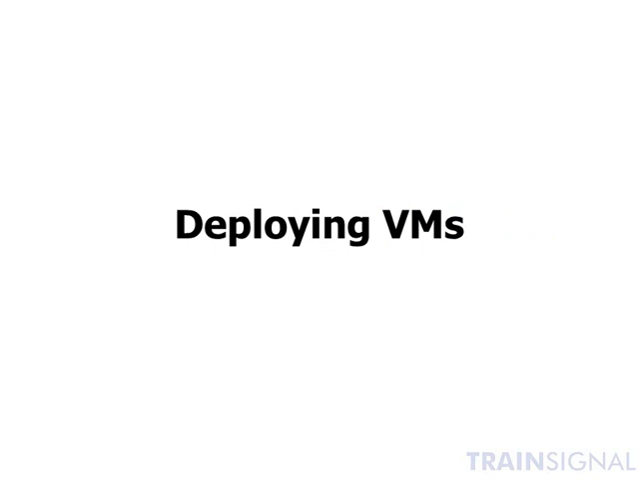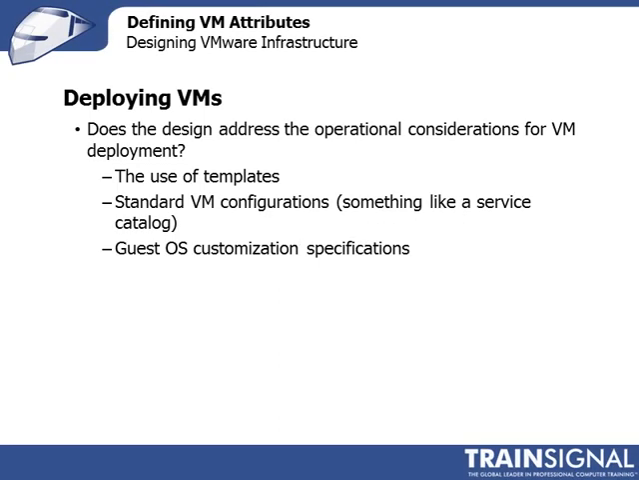VM deployment is another area that you're going to want to make sure you address in the design. As we look at how we go about defining VM attributes and creating VMs, how are we going to deploy those VMs? So your design needs to address the use of templates. It needs to address whether or not there are going to be standard VM configurations. You might think of this as something like a service catalog. And what is going to be included in those standard VM configurations? How much virtual RAM? How many virtual CPUs? What sort of virtual SCSI controller? What sort of virtual NICs? Parallel ports, floppy drives, serial ports, USB controllers, all the various things that you want to know. You'll want to provide at least some base level of standard configurations, and then you can extend from there.